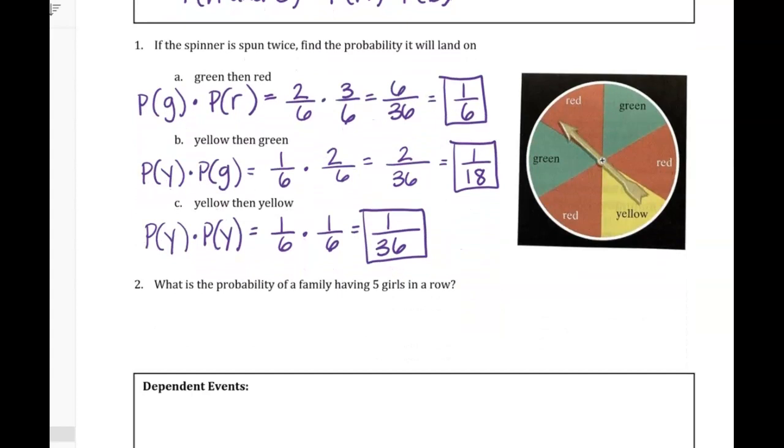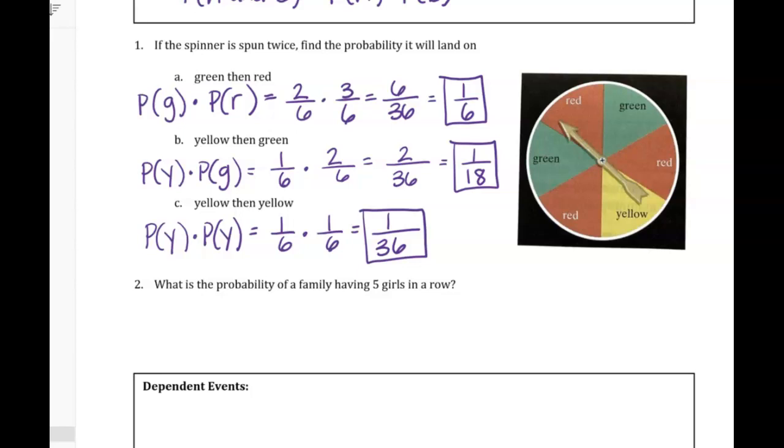What's the probability of a family having 5 girls in a row? This one's funny, and it reminds me of when I was having my second kid. All of my students said, well, you'll probably have a boy because you already had a girl. But really, these are all independent events. So 5 girls in a row would just be the probability of a girl multiplied by itself 5 times.